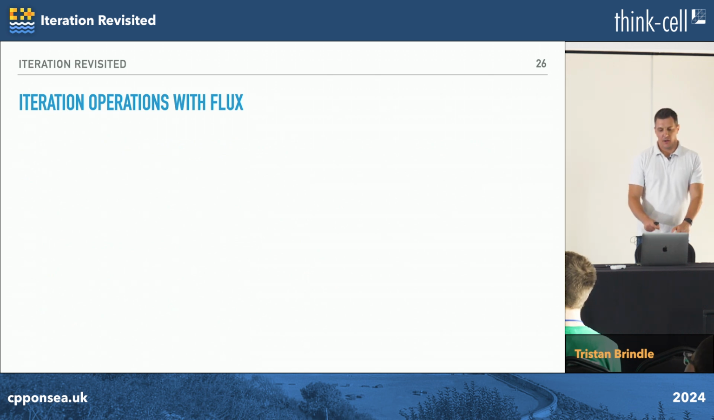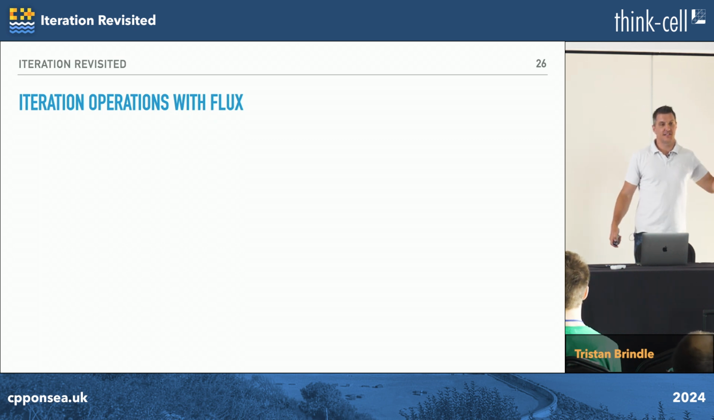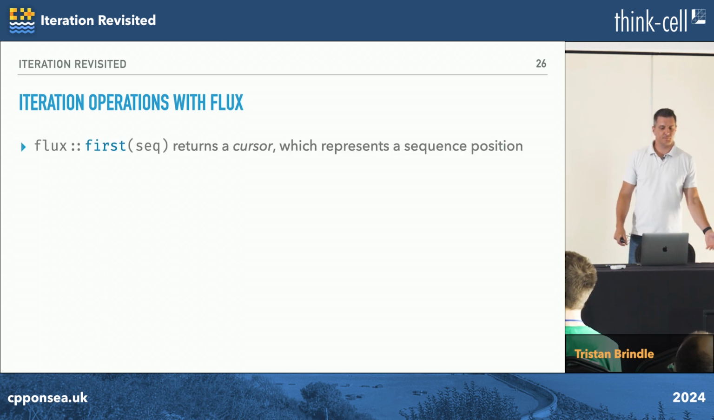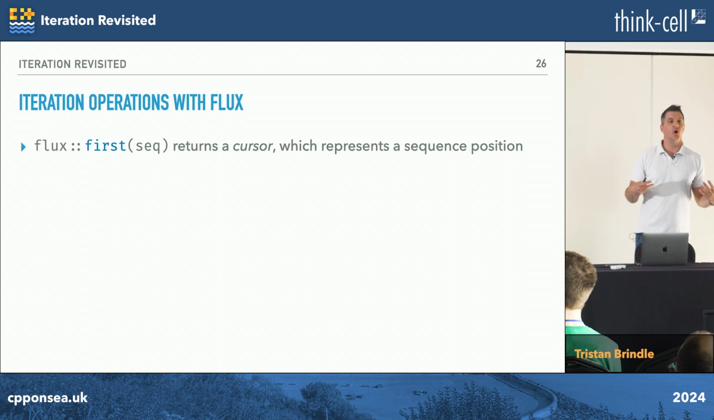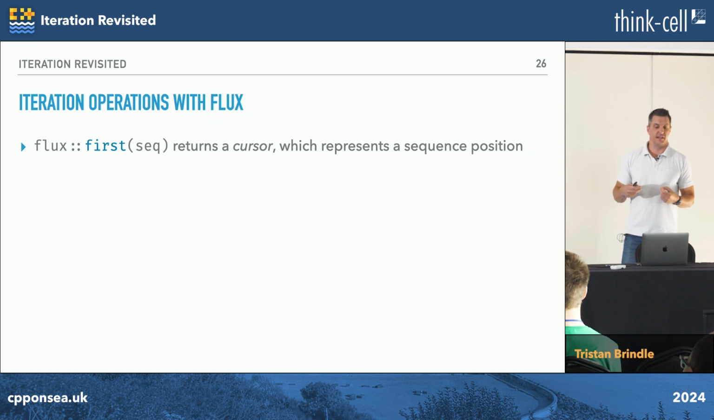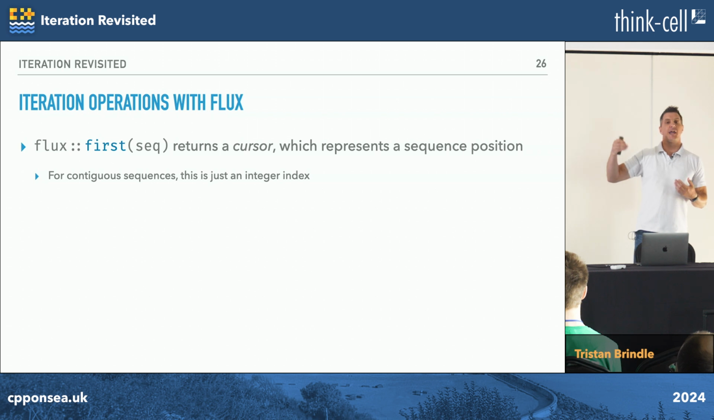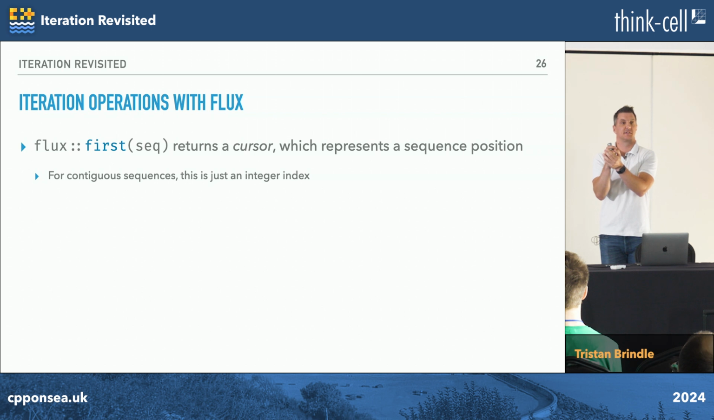Okay, so we've seen what our fundamental iterator operations are. So let's look at how we spell these things in Flux. The function first returns you an object called a cursor, which is an abstraction of a sequence position. This is a generalization of an index. It so happens that for contiguous sequences, this is literally just an integer index, but it doesn't have to be. Cursors in general can be any type that makes sense to represent a position in a particular sequence.